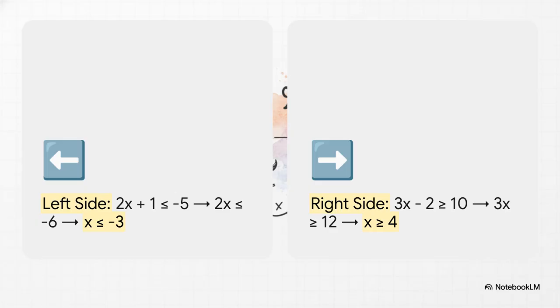So let's do it again. Focus on the left, subtract 1 from both sides. That gives us 2x is less than or equal to -6. Then divide by 2, and we get x is less than or equal to -3. Done.